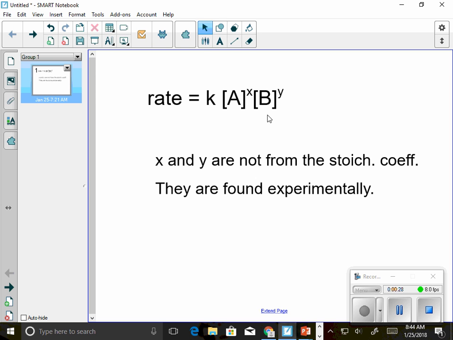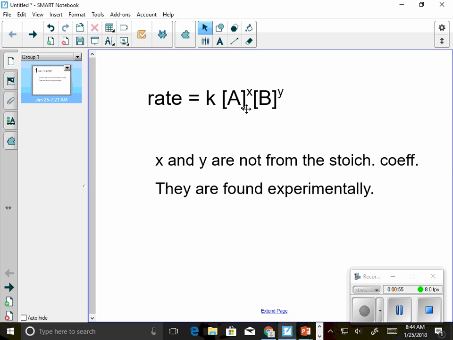It gets a little bit easier when there's only one reactant, because then you can get rid of this b to the y part. The key here is x and y are not from the coefficients in the balanced equation. They are found experimentally. So there's two ways that this can be approached. It can be done by a data table, which is what you looked at in the book, which we're also going to have on the back side of this sheet that we went over. We'll explain that a little bit. Or it can be done graphically as well.